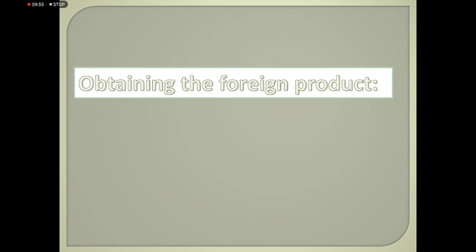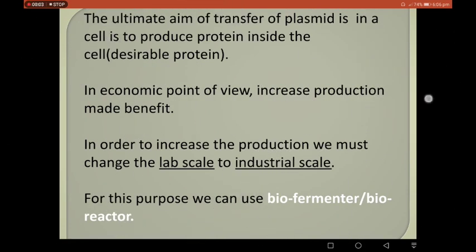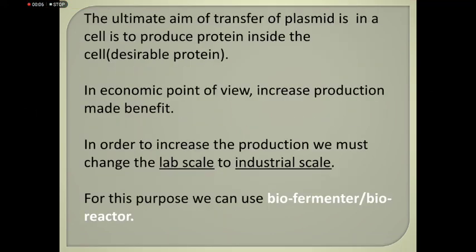So the ultimate aim of this plasmid technology is to obtain a foreign product. So we must move into this foreign product production process. The ultimate aim of transfer of a plasmid into a cell is to produce a protein inside the cell. That means it's a desirable protein. From an economic point of view, increased production is beneficial, like insulin production, other hormones such as insulin or any other medicinal protein, etc.